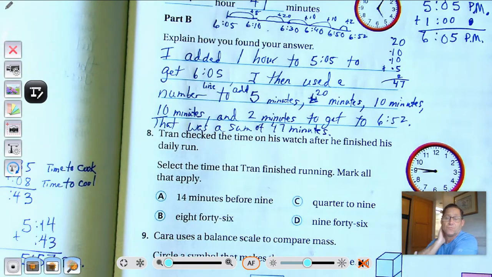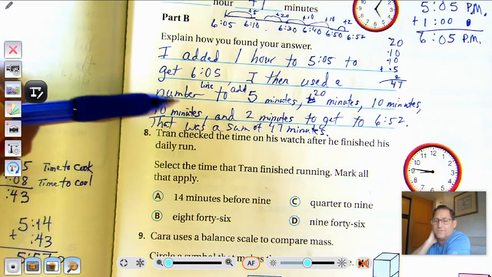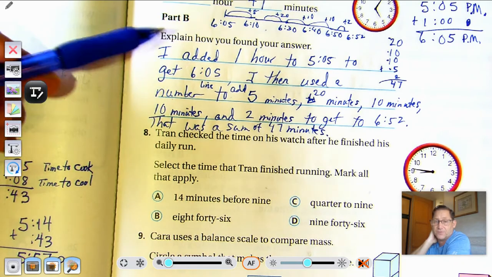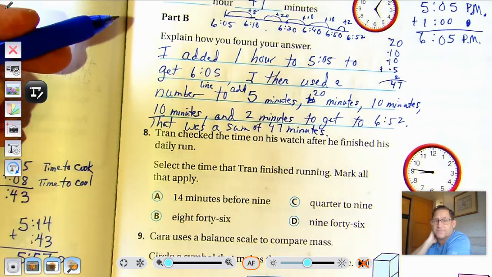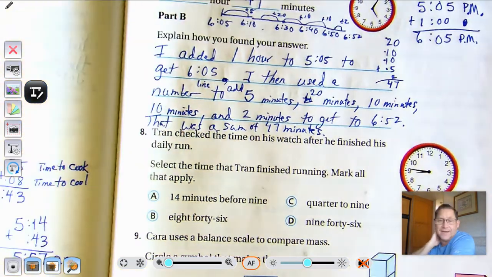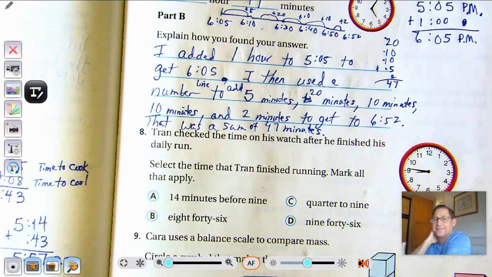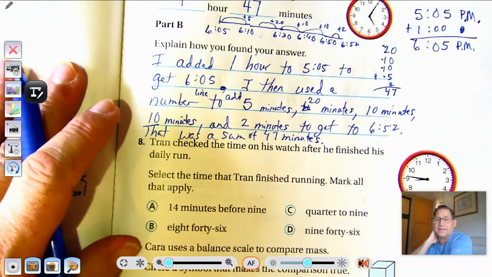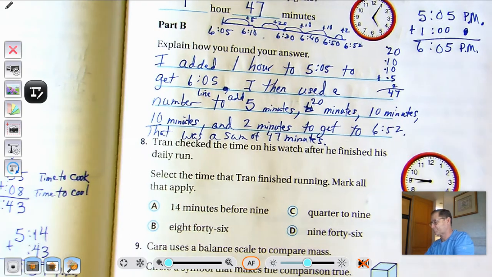All right, so this is what I did. I probably could have explained it by just saying I added 47 minutes to 6:05, but I added 1 hour to 5:05 to get 6:05. I then used a number line to add 5 minutes, 20 minutes, 10 minutes, 10 minutes, and 2 minutes to get to 6:52. That was a sum of 47 minutes. All right.